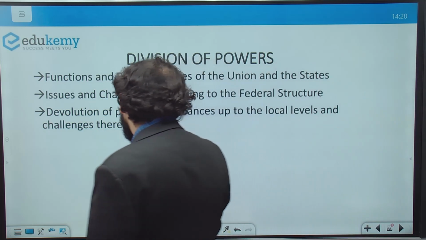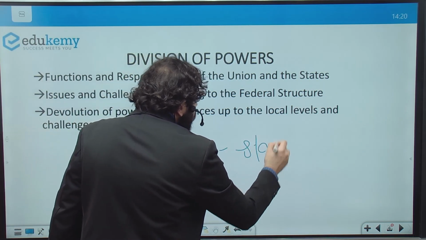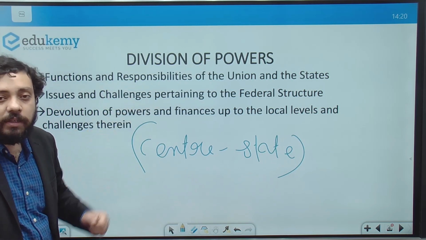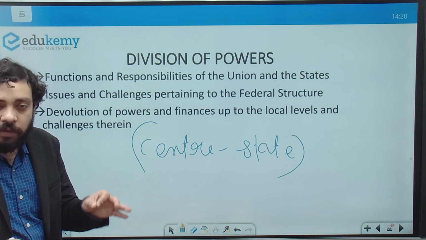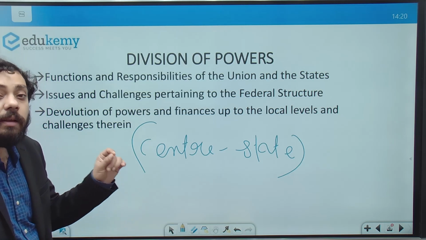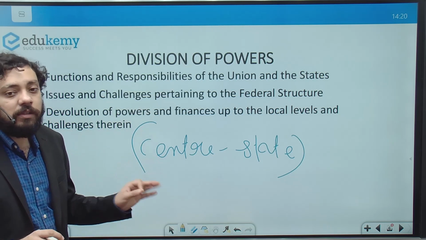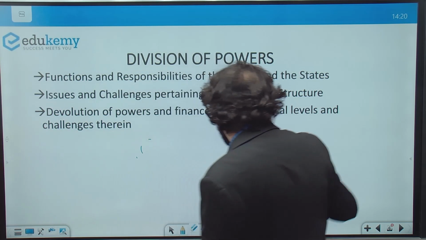Okay, so basically it talks about the center-state relationships and all the issues pertaining to that. For instance, the division of powers between the center and the state in the 7th Schedule of the Constitution, which gives the subjects upon which the center or the union or the state can make the law, right? So that kind of thing is all covered under this particular area.